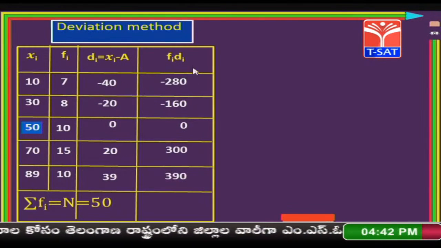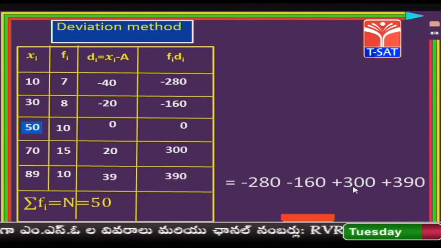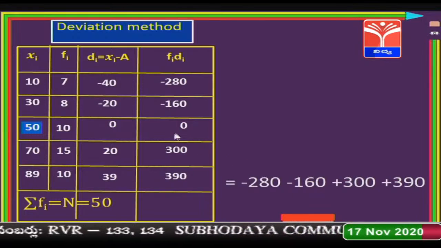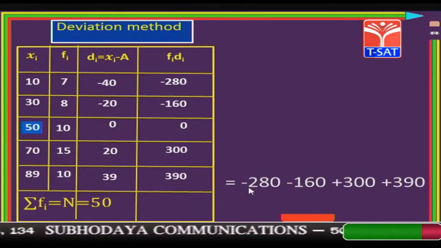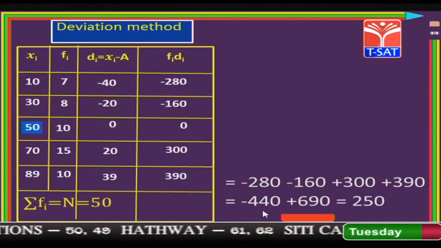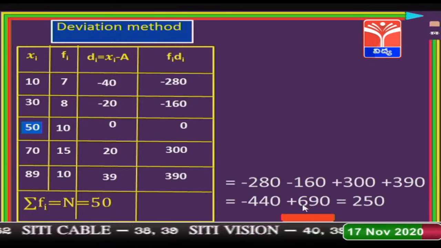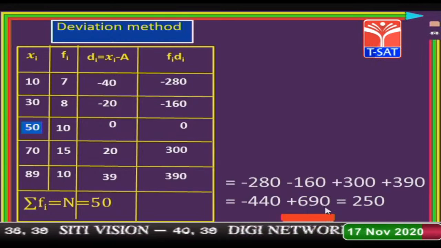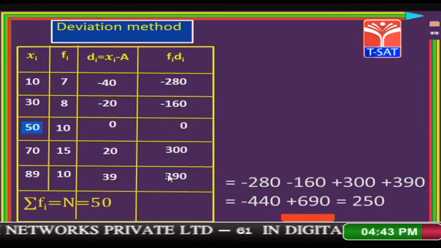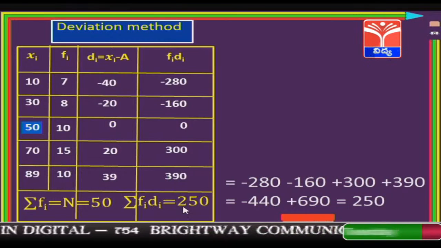So, you are going to add up all these values. So, minus 280 minus 160 plus 300 plus 390. The middle value 0 is ignored here. Now, when you add these negative values, minus 280 minus 160, it is minus 440. When you add 300 plus 390, you are going to get 690. So, minus 440 plus 690 is going to be 250. So, the sum of the frequency into deviation value is nothing but sigma Fi di, which is 250.